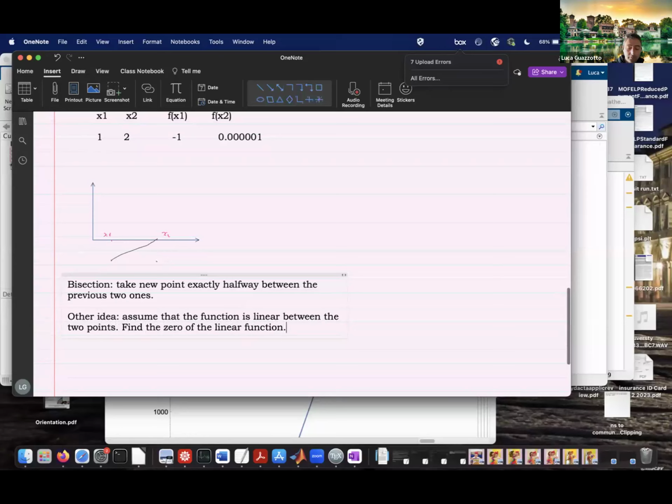In other words, I'm going to assume that f of x is equal to a times x plus b, and f of x is going to be equal to 0 for x equal to minus b over a.